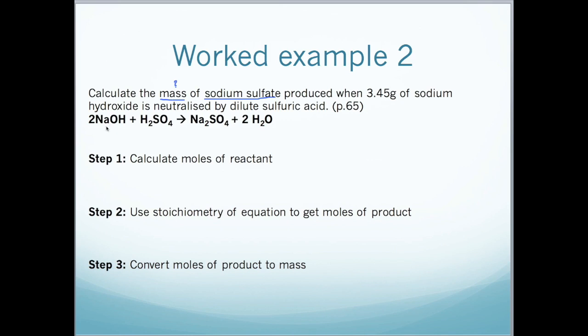So you can always write, we know that we've got 3.45 grams of sodium hydroxide. We know that the acid is in excess, which means we don't need to worry about that. When we say it's in excess, it's to make sure that everything is neutralized. And we're asked to find out the mass of sodium sulfate. So grams, we don't know. Okay, so first of all, calculate the moles of the reactant. So we know how many grams of sodium hydroxide we have, so we can calculate the moles of sodium hydroxide.